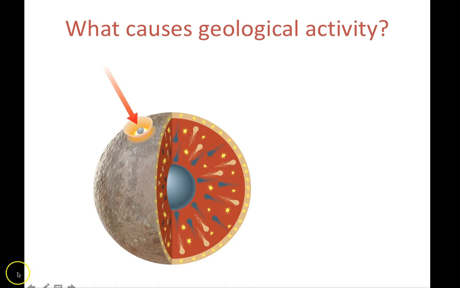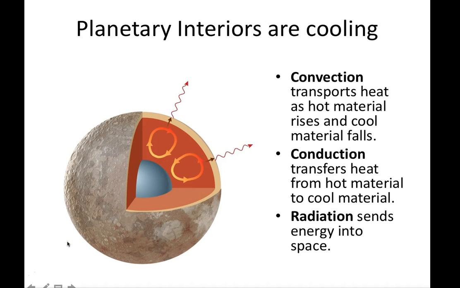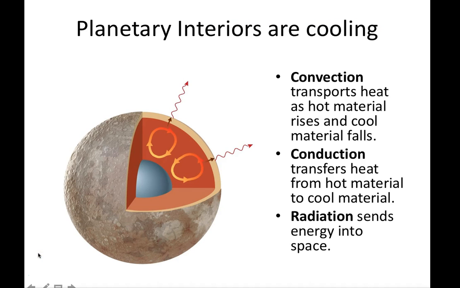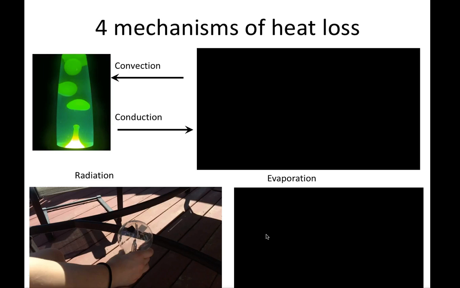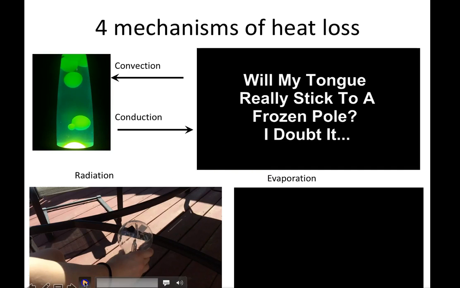Okay, so what causes geological activity? Well, I think I may have missed something here. Well, I guess not. Okay, so basically we have three different processes going on: convection, conduction, and radiation. When it comes to humans, we have evaporation as part of this system. And so here are some examples showing what would be going on here, and I'll just let them all go as well.